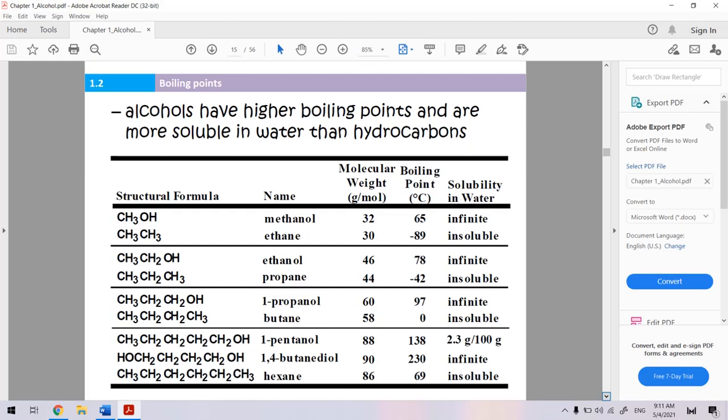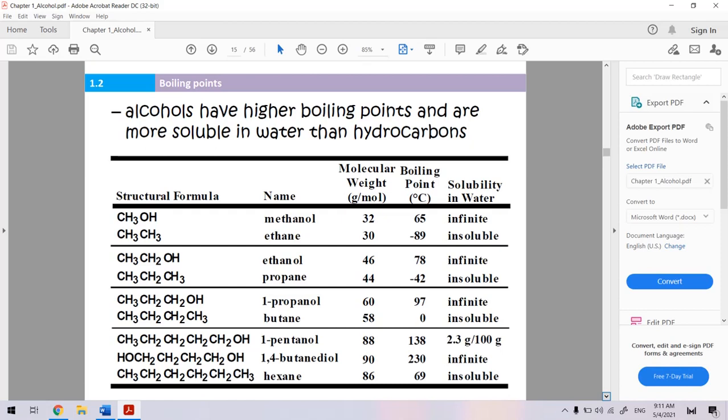It can only dissolve in organic solvent, not in water, because in water you have an OH group. So it can form what we call hydrogen bonding with the alcohol, and it can be solubilized in water. If not, it cannot be solubilized in water, so we categorize it as insoluble.